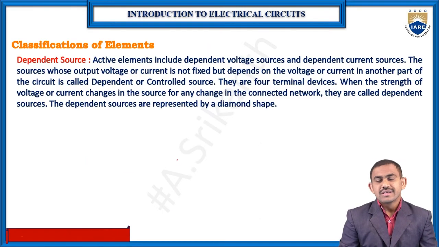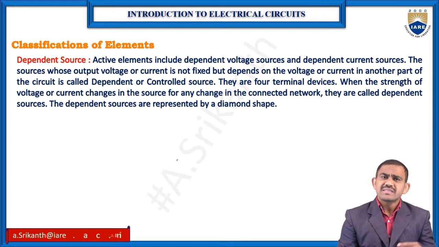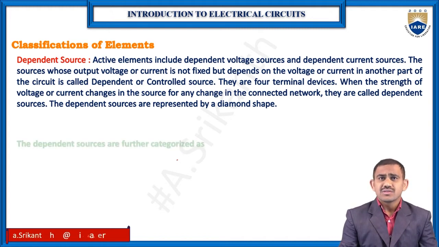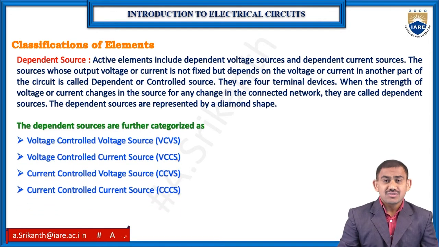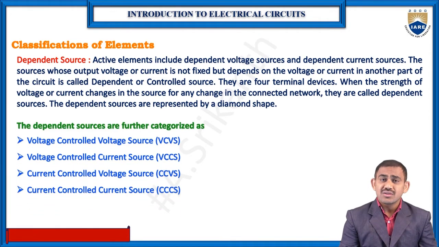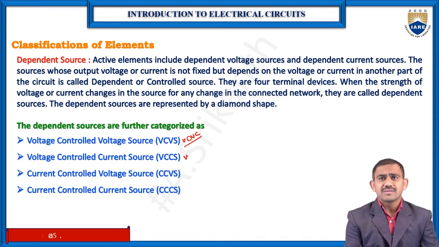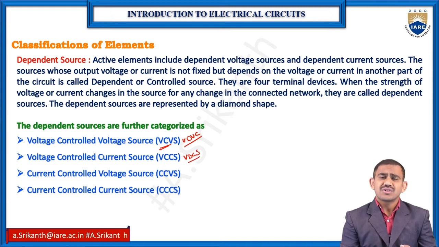Now dependent sources. Dependent sources means depending upon someone. Independent means not depending upon any others. So dependent means it's depending upon someone. We have divided them into 4 types. Those are voltage control voltage source, or voltage dependent voltage source. You can say dependent or control, no worries. So you can write voltage dependent voltage source or voltage control voltage source. Same as here, voltage dependent current source or voltage control current source.